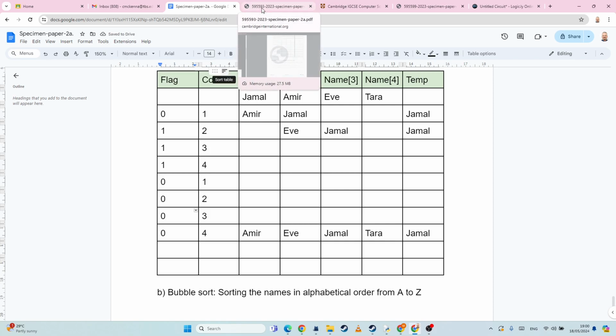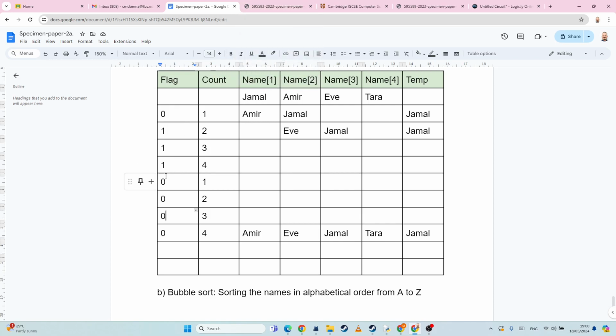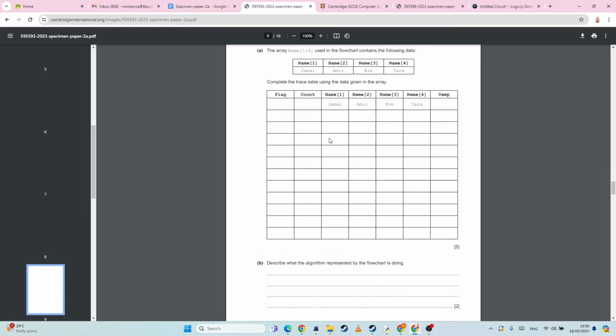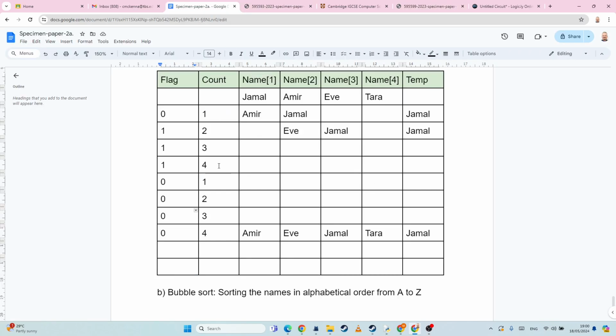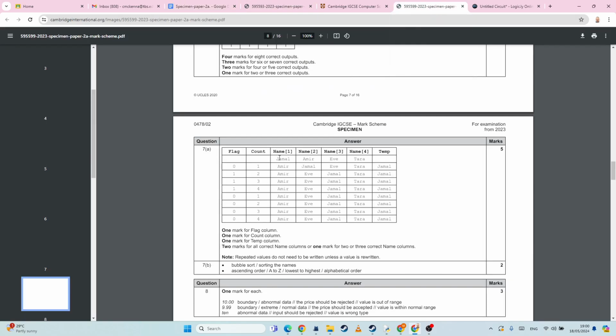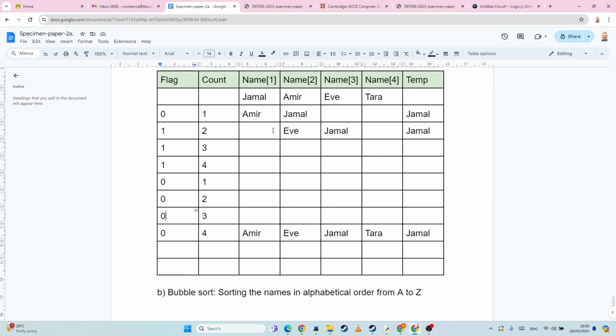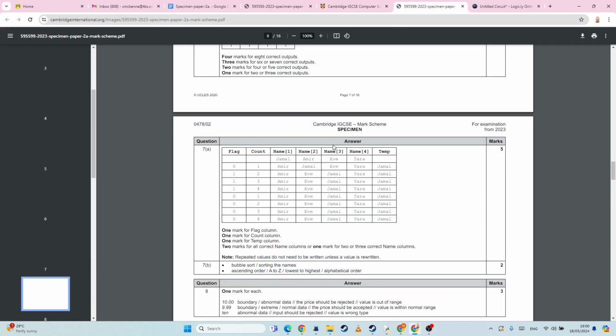Okay, so let's check. So the flag is 01110000. So let's see, what does it say? 01110000. Count should go 1, 2, 3, 4, 1, 2, 3, 4, 1, 2, 3, 4, 1, 2, 3, 4. Tick, tick. Jamal, and then Amir the rest of the time. And then this one should be Amir, Jamal, Eve. Okay, so I mean you can check it out and see the rest of it.